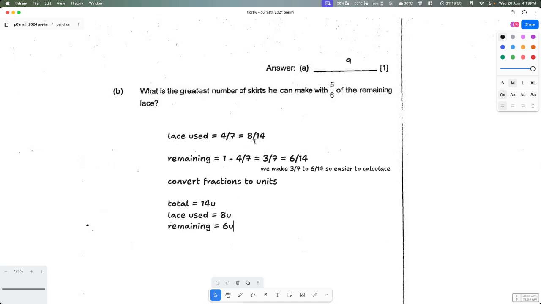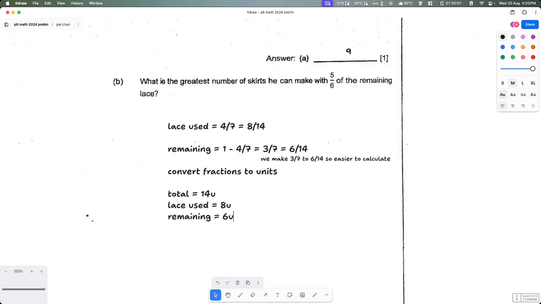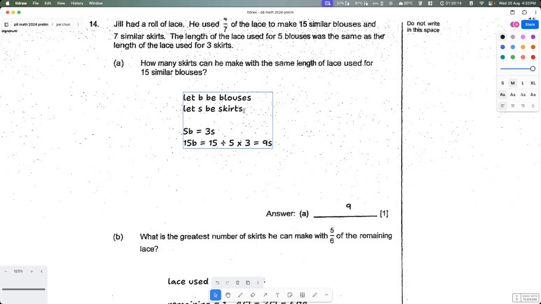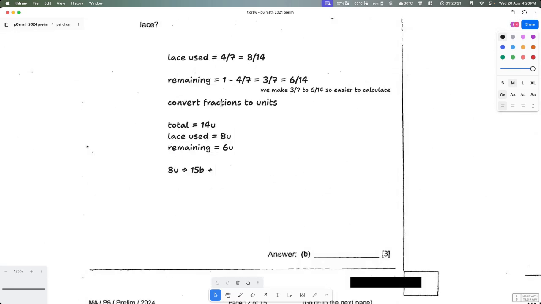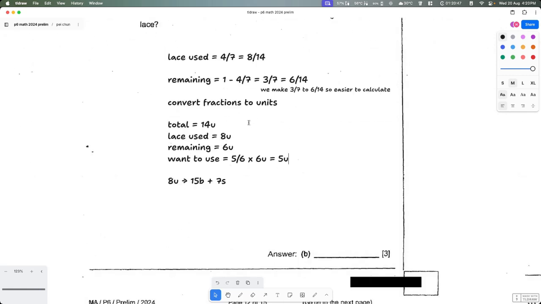Okay, so with 5/6 of the remaining lace, right? So basically he used 4 out of 7 to make 15 similar blouses and 7 similar skirts. So lace used, 8 units, can create 15 blouses plus 7 skirts, S. Okay, and then what he wants is 5/6. So what he wants to use is 5 over 6 times 6 units, which is equal to 5 units. Okay, that's why I converted. Anyway, so now he wants to use 5 units and he wants to make the greatest number of skirts. So we can convert this, right?